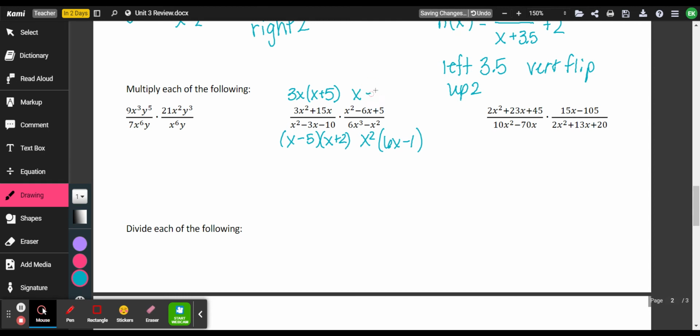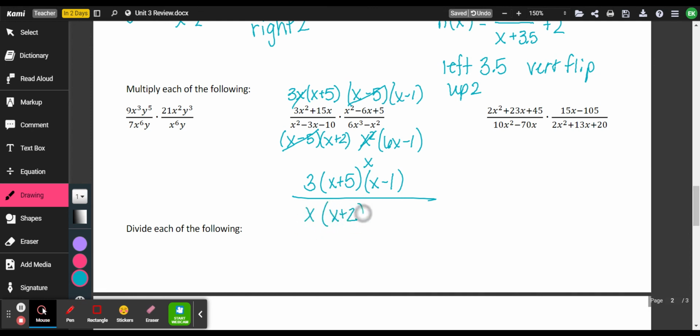Anyways, so let me get this all factored here. Here we go. So now what can I cancel? I can cancel the x minus 5s. I can cancel an x out of each of these. And it looks like that's about it. So on top, I am left with 3x plus 5, x minus 1. And on bottom, I'm left with x plus 2, 6x minus 1. And that's my solution. Or my simplification, I guess, if you will.